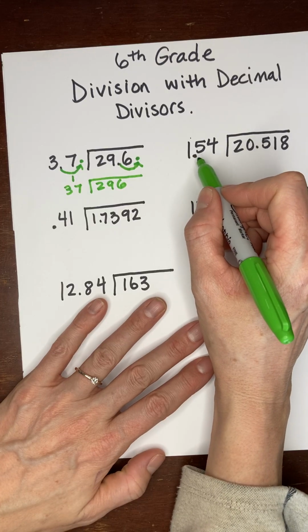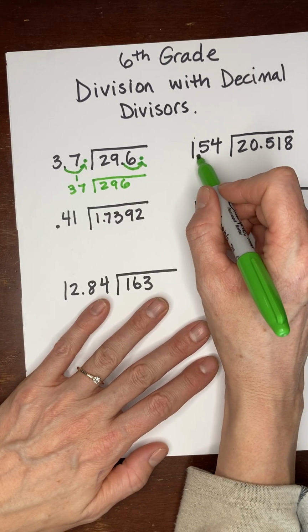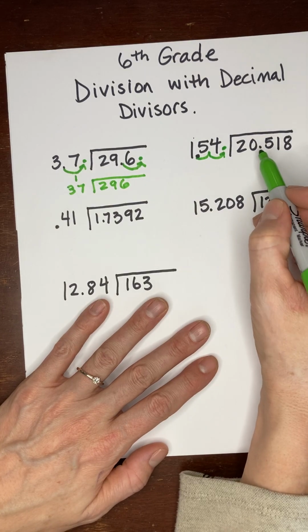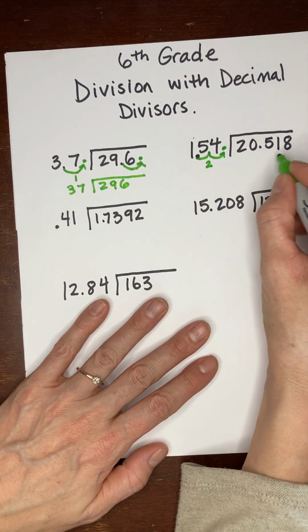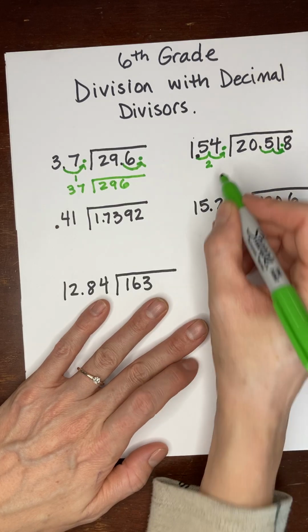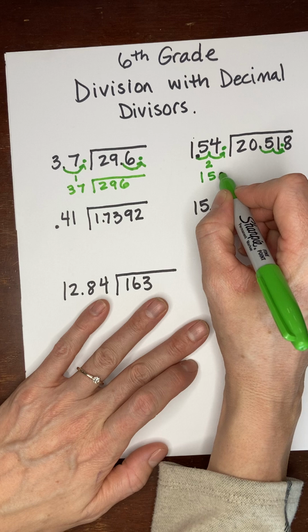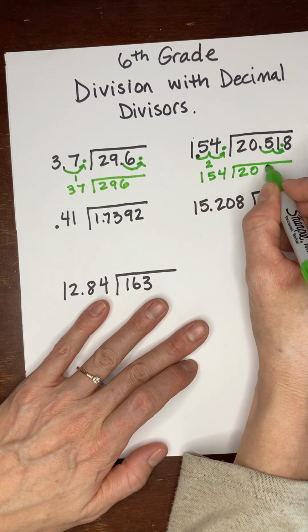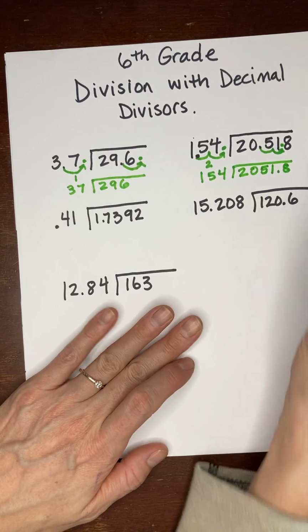Let's look over here. This time there's two moves we need to make. So we can go 1, 2, and our decimal goes there. We need to do two moves, right? Because we did 2 here, we need to do 2 over here. So we're going to go 1, 2, put a decimal here. So our new problem is actually 154 into 2051.8.